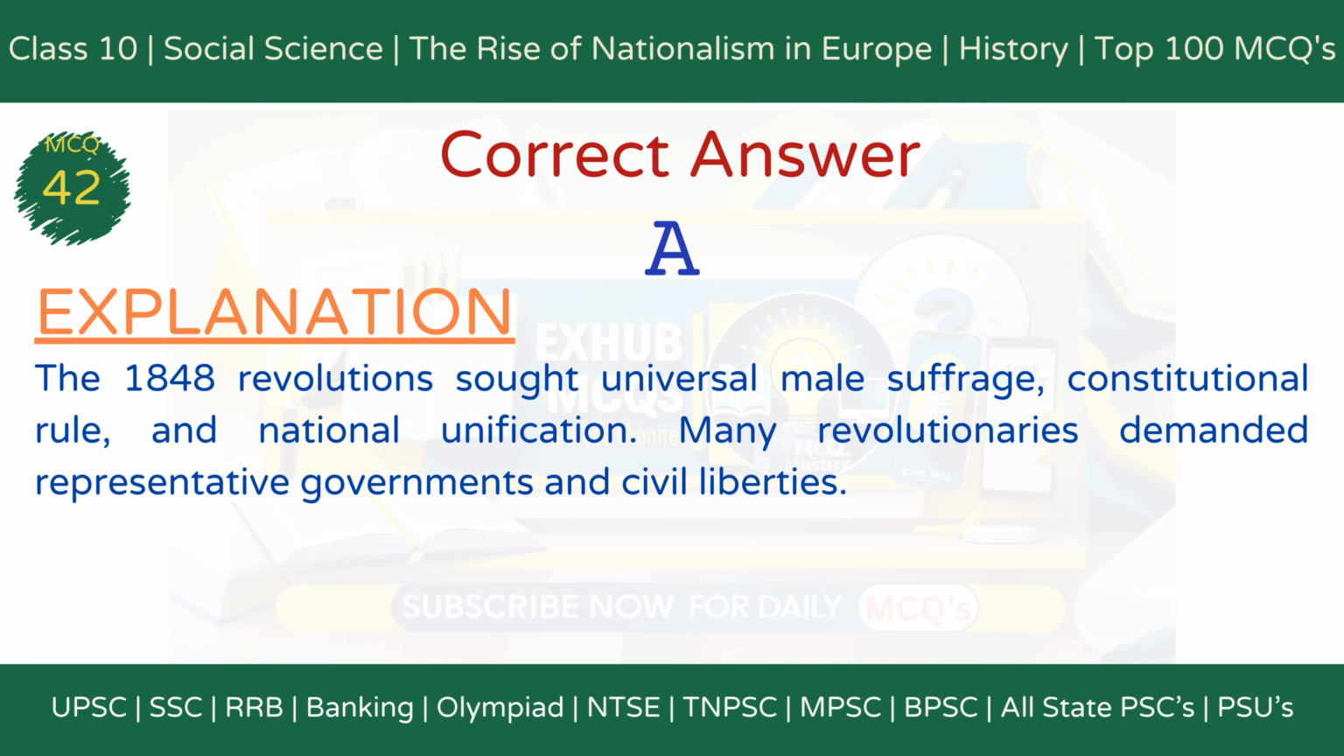The correct answer is option A, universal male suffrage and constitutional government. Explanation: The 1848 revolutions sought universal male suffrage, constitutional rule, and national unification. Many revolutionaries demanded representative governments and civil liberties.